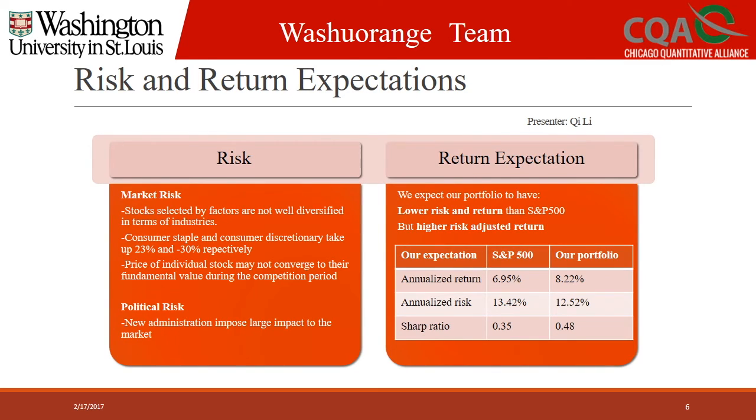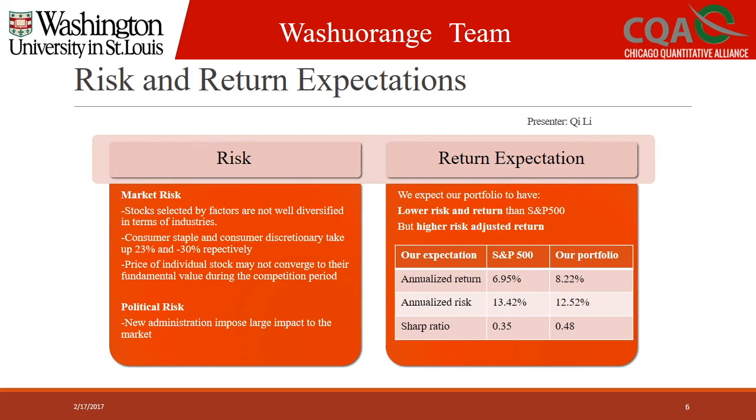Now I'm going to talk about risk and return expectations. One major risk of our portfolio is market risk, because although we constructed a zero beta portfolio, it is not well diversified in terms of industries. The consumer staples and consumer discretionary took up 23% and minus 30%. If these sectors move in unfavorable directions in response to market events, our portfolio will suffer a great loss. Another big risk is that the undervalued stocks we long and the overvalued stocks we short may not converge to our expected price during the competition period.